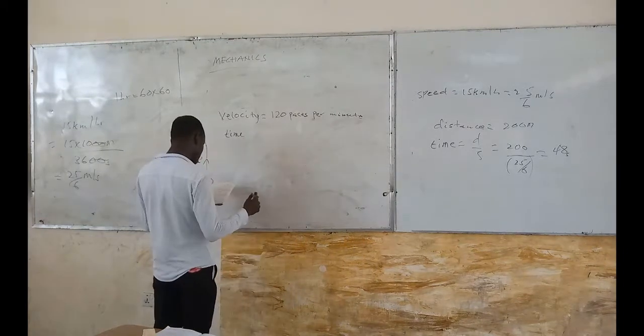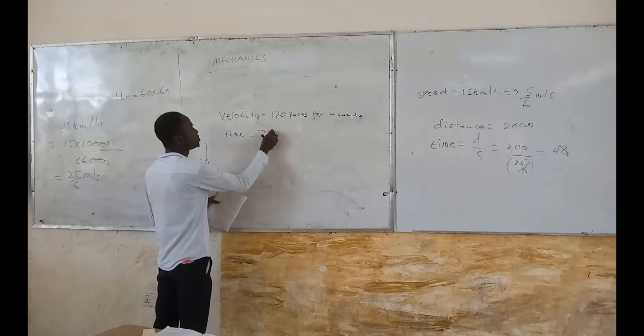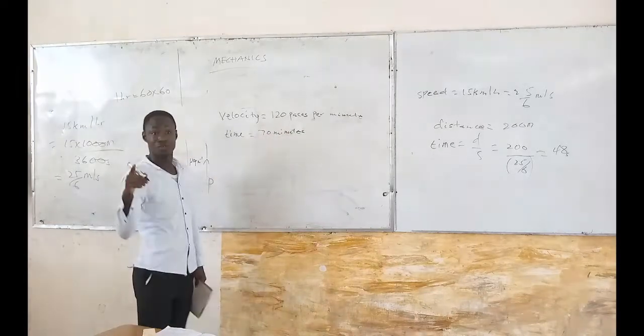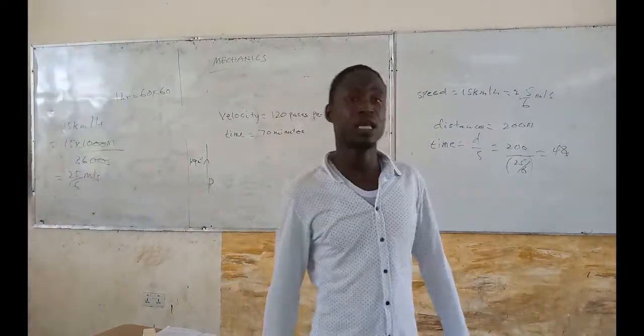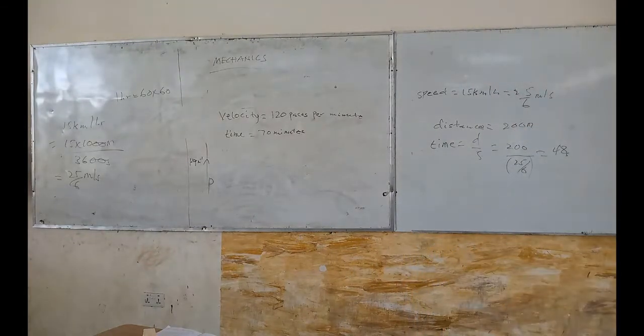What do we have as the time? 70 minutes. So you realize that sometimes, even before you do conversion, you have to check. This one is 120 paces per minute, and you also have the time in minutes. Do you have to do any other conversion again?